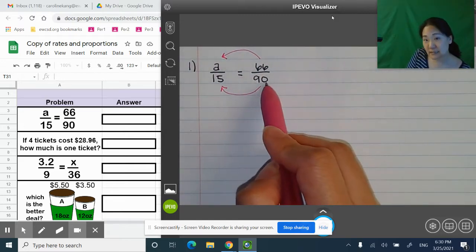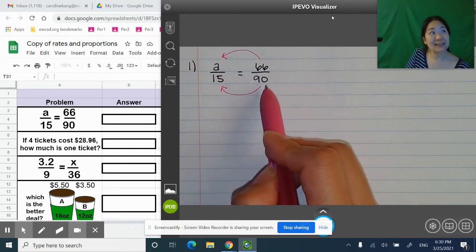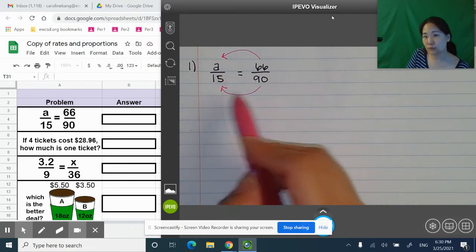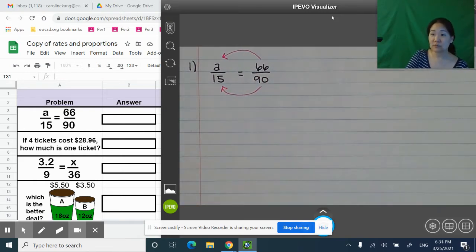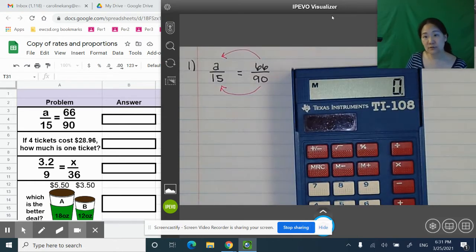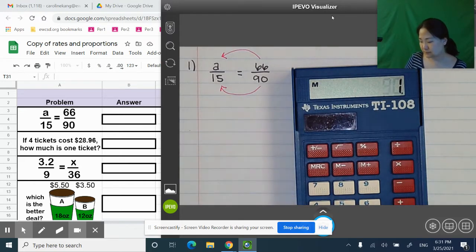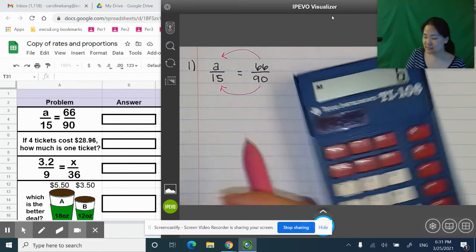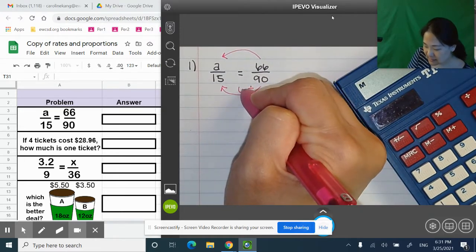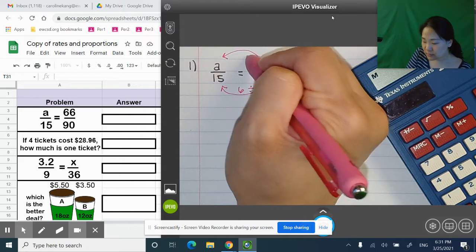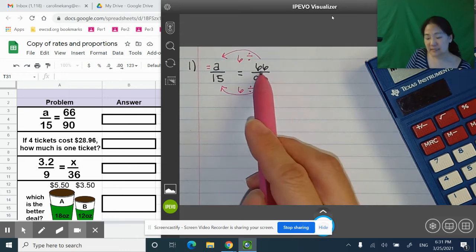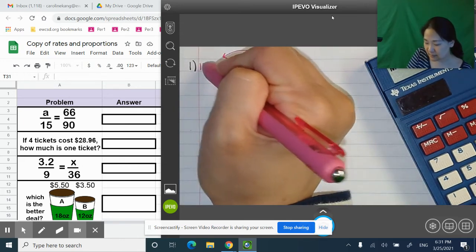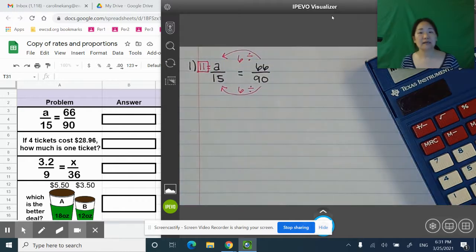So what do you do to 90 to get 15? Since the number is getting from a bigger number to a smaller number, you know that you will be dividing. Now, if you don't know that 90 divided by 6 gives you 15, then you can utilize your calculator. So let me try 90 divided by 15. Then you get 6. That means 90 divided by 6 is 15. So you're going to do the same thing, 66 divided by 6, which is 11. So your answer should be 11.